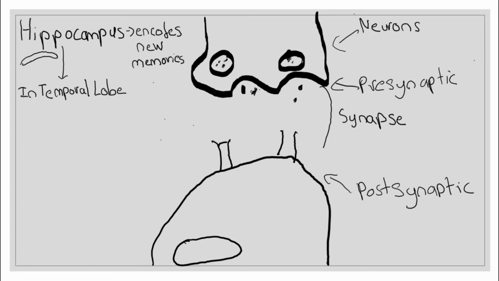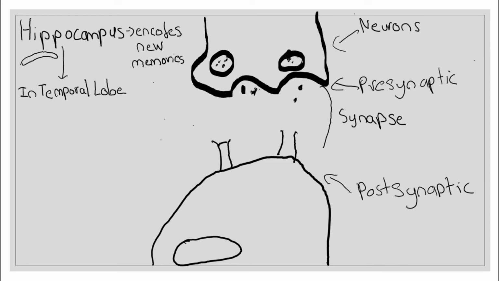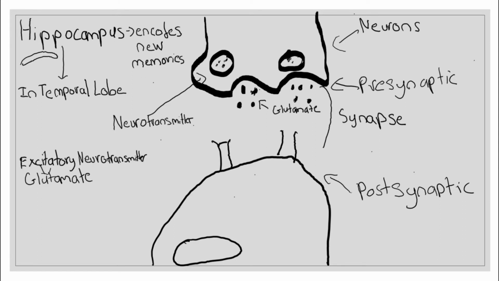We have these things called neurotransmitters over here. Neurotransmitters are chemical messengers which the neuron uses to send a message to the other neuron. The specific neurotransmitter used here is called glutamate, and glutamate is an excitatory neurotransmitter. What an excitatory neurotransmitter does, if you haven't guessed by its name, is excite the other neurons. It does that by opening up the ion channels over here and allowing positive ions to go in.